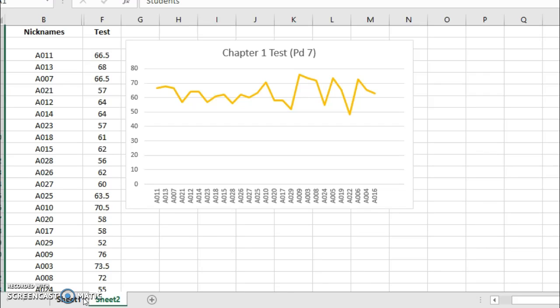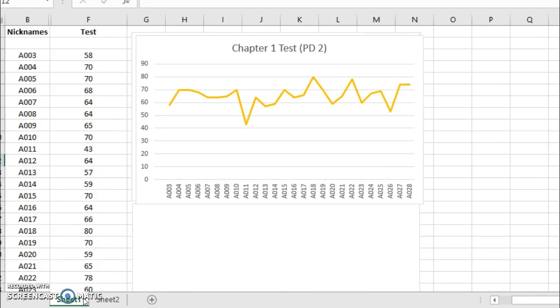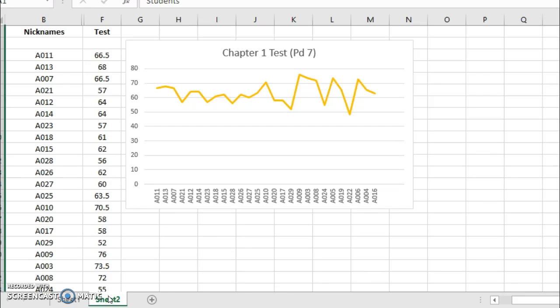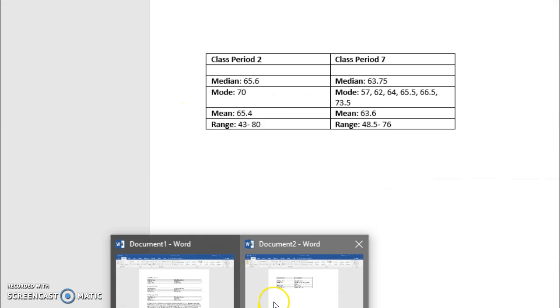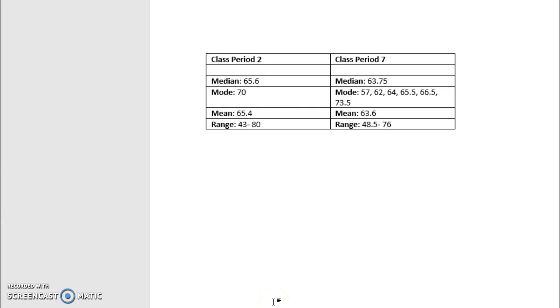So if you have any additional questions, let me know. I'm just going to show the graphs again, but this is period 2, and you can see a lot of ups and downs within the data, and period 7 as well has a lot of ups and downs amongst the students. But the data for the mean, median, and mode wasn't too far off among the two.